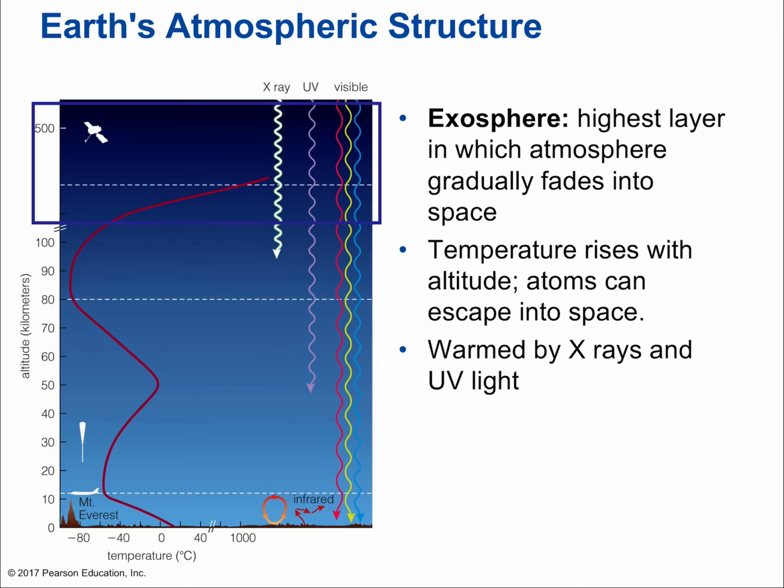And then finally, we have the exosphere, the highest layer, in which the atmosphere gradually fades. Right here, this is above 100 kilometers, all right, fading into space.